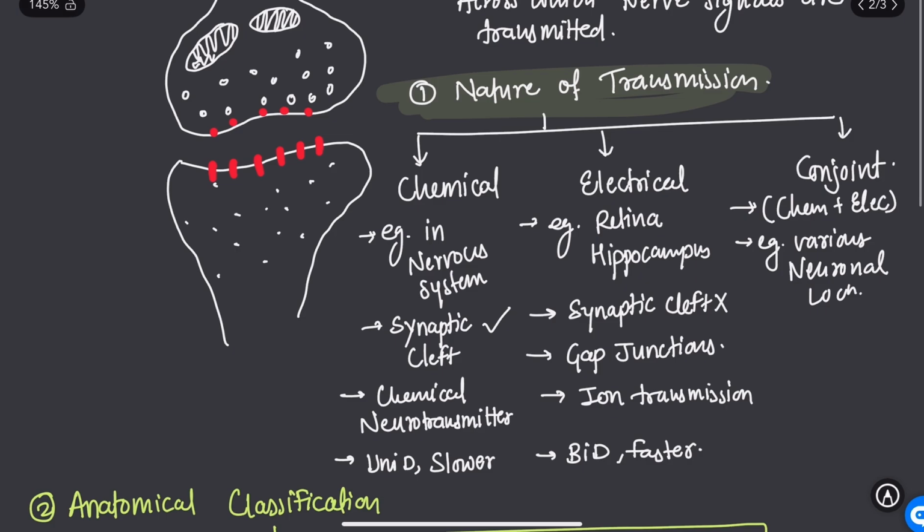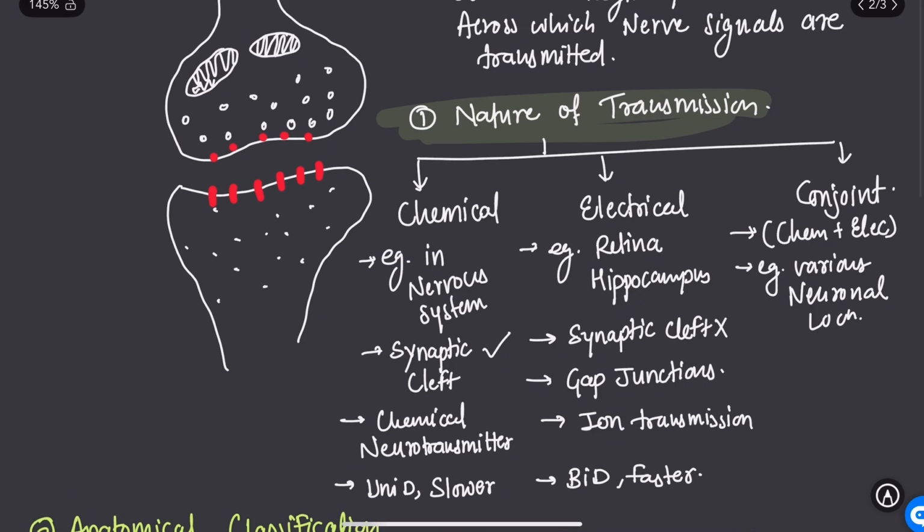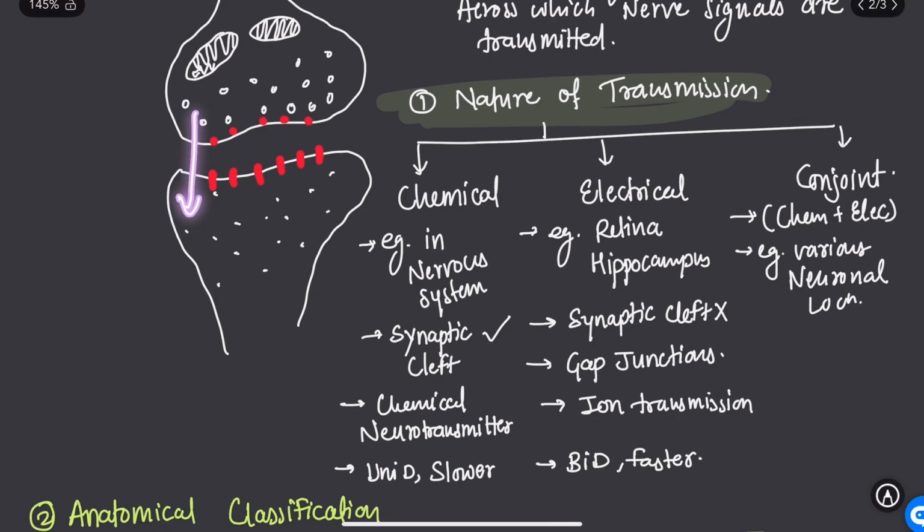So these chemical synapses are mostly present in the nervous system. They have a synaptic cleft, they are unidirectional, and they are slower as compared to electrical synapses.